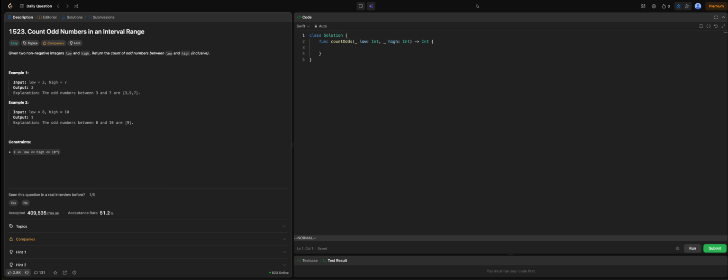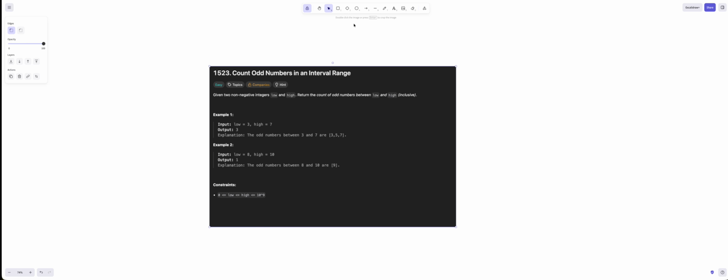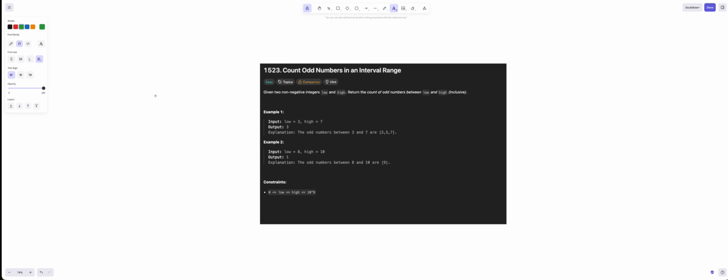So that is Count Odd Numbers in an Interval Range. We're given two non-negative integers, low and high, and we return the count of odd numbers between low and high inclusive. So we are given something like 3 and 7 here. Since it is inclusive, let's consider 3, 4, 5, 6, 7. So we have to count how many odd numbers between 3 and 7.